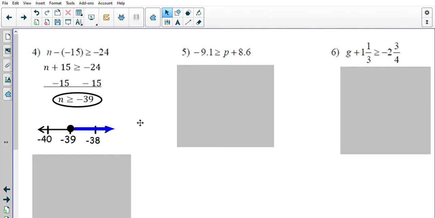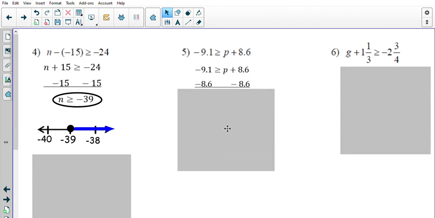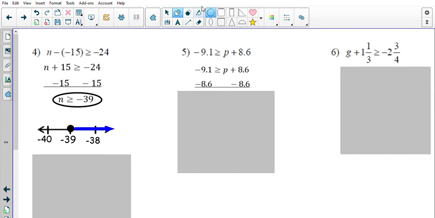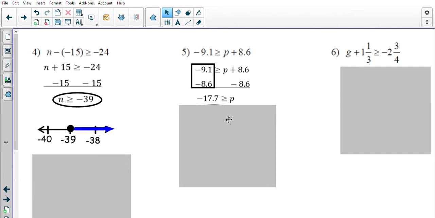All right, number 5, negative 9.1 is greater than or equal to p plus 8.6. The inverse of adding by 8.6 is to subtract by 8.6. Now make sure when you plug this into your calculators, you do negative 9.1 minus 8.6. It's really important to be precise and practice this. That's going to get us negative 17.7 is greater than or equal to p.